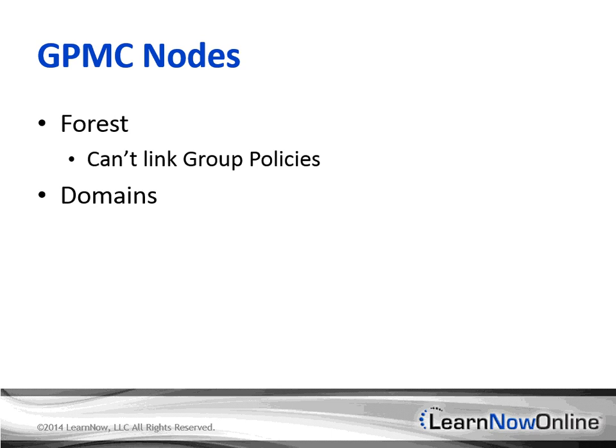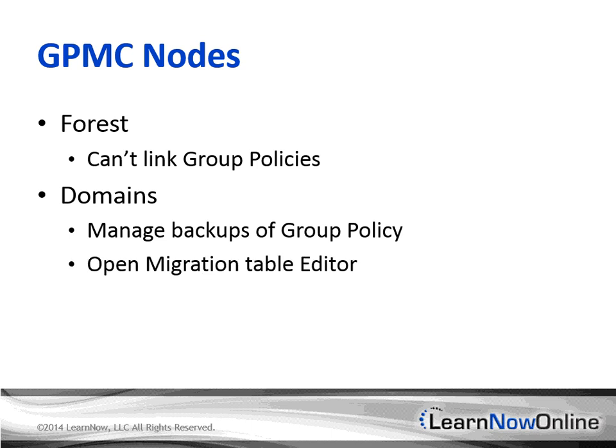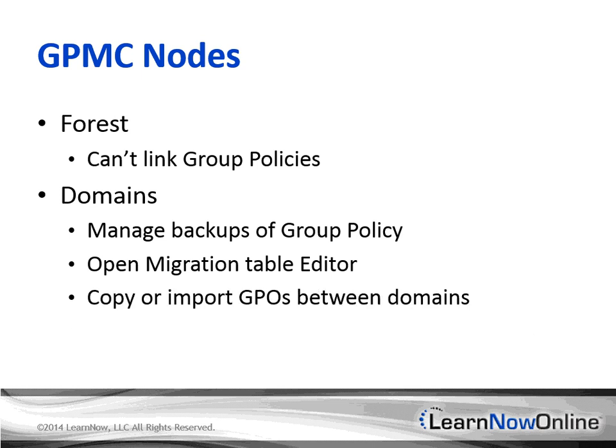The second node is the domains node. And the domains node shows all the different domains within your forest. You can expand each specific domain to see what policies apply. You can also right-click the parent domain nodes and perform some of the following tasks. You can actually manage backups to back up your group policy. You can open a migration table editor for copying or importing GPOs from one domain to another. In addition, you can right-click a specific domain to create and link group policies at the domain level. But you cannot link group policies directly to this node either, just like the forest node.